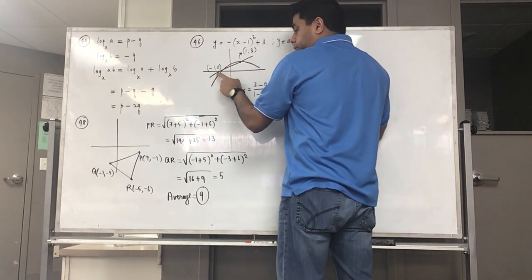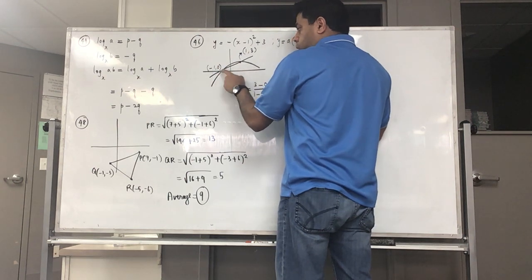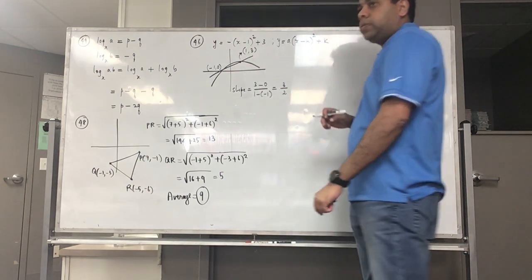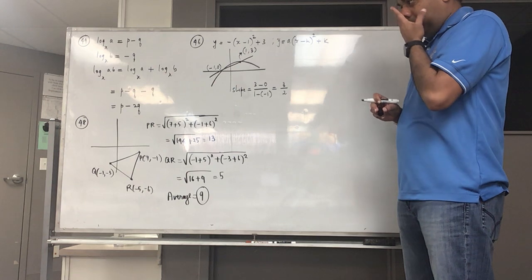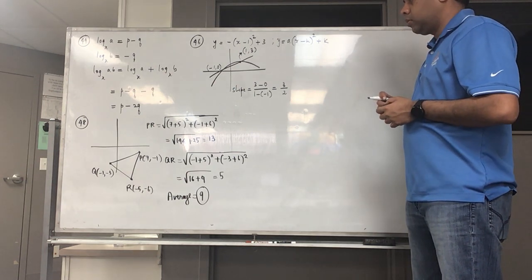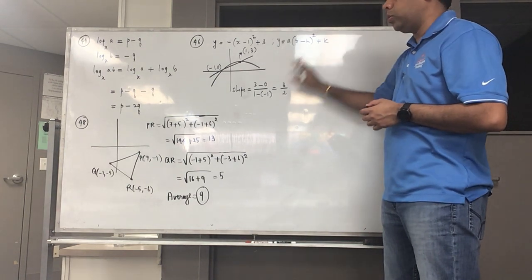Then the straight line meets the x-intercept at (negative 1, 0). So we have 2 points. They want you to find the slope: 3 minus 0 divided by 1 minus negative 1. If you do not know the vertex form of the parabola, you couldn't have done this.